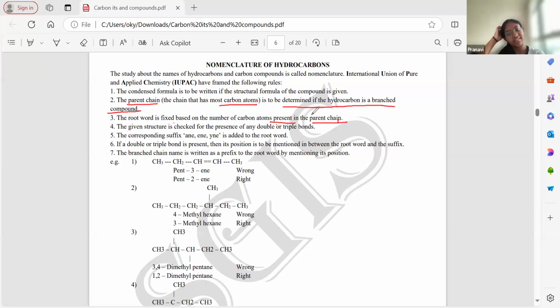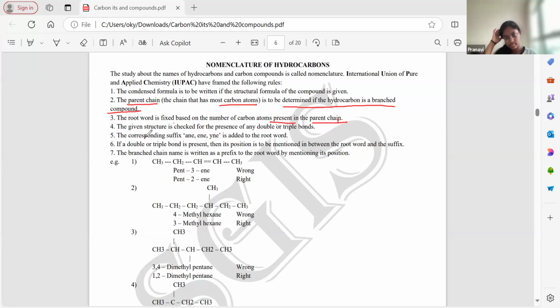The nomenclature you explained yesterday: for one carbon it is methane, for two carbons it is ethane, for three carbons it is propane. Those parent names, those root words, are fixed.